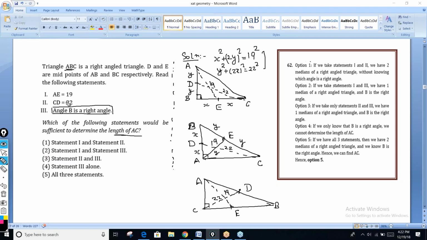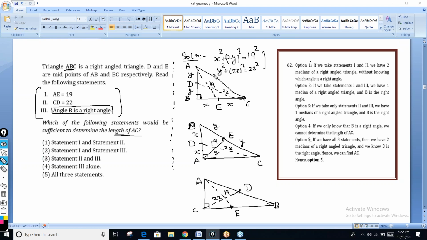So, statements 1 and 2 alone are not sufficient to get the answer unless I club them with the third equation or third information. I cannot get the exact answer of AC. If you want to go through the solution as well, I have written the solution here.